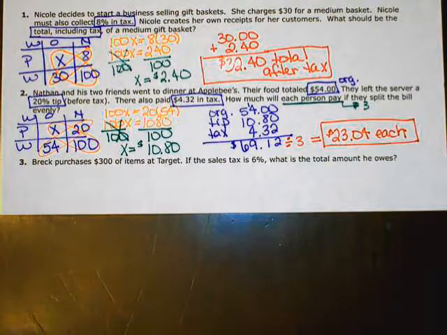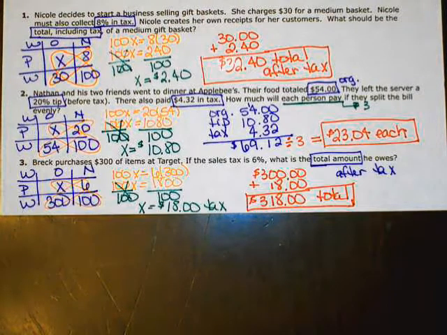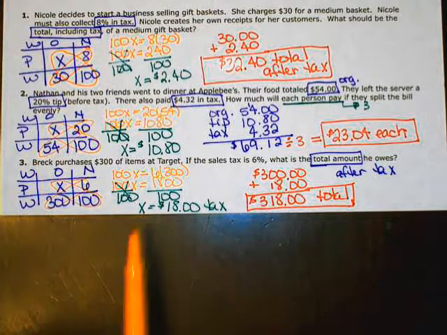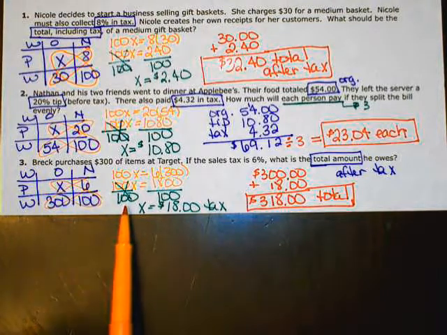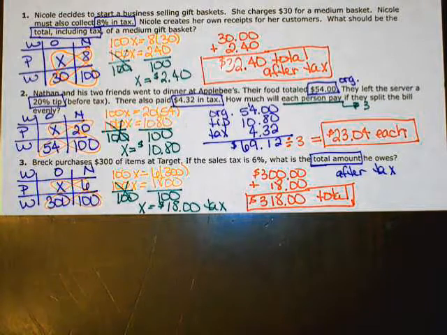Let's see if you can do number 3 by yourself. Did you get $318? Make sure when you are solving the equation after cross multiplying that you are dividing by the coefficient. And remember, a tax is an increase in the amount that will be paid.